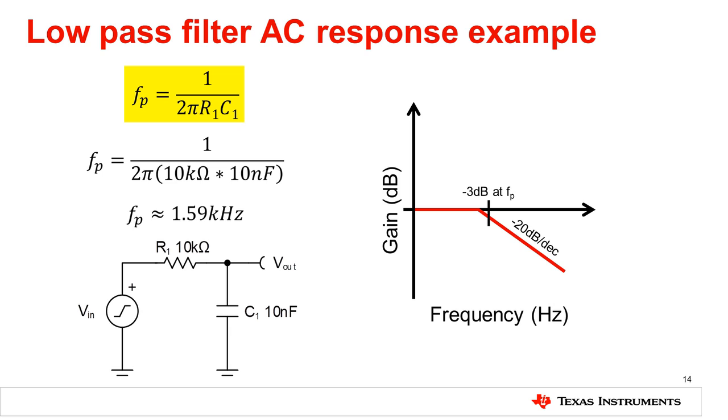For this RC circuit, the pole can be found using the equation F sub p equals 1 over 2 pi RC, where F sub p is the pole frequency. For a low-pass filter of 10 kiloohms and 10 nanofarads, we expect to see a pole frequency of 1.59 kilohertz. Poles and their plots are covered in much more detail in the TI Precision Labs series on op-amps.